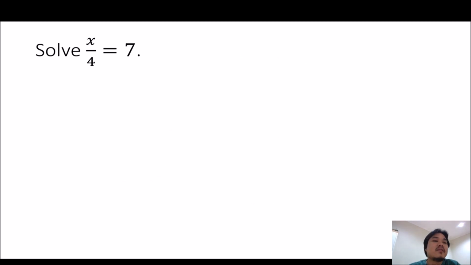That's the fourth one. We have x over 4 equals 7. In algebra, when we are using the fraction bar, it also serves as a division symbol. So x over 4 also means x divided by 4. The inverse of dividing by 4 is multiplying by 4. So we're going to multiply both sides of the equation by 4.